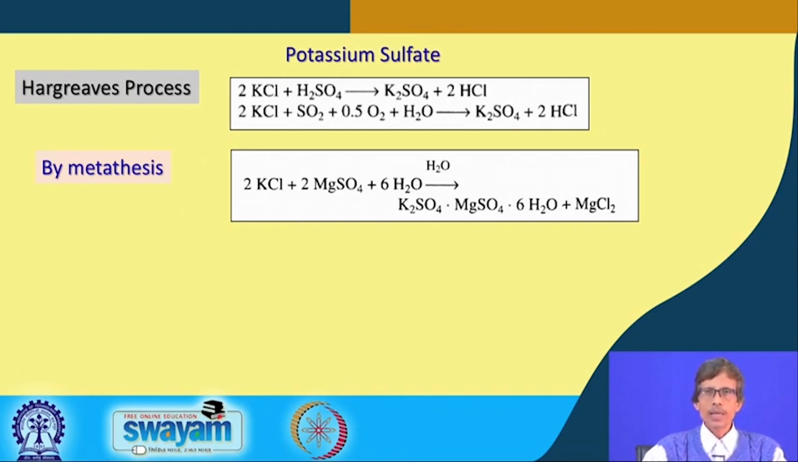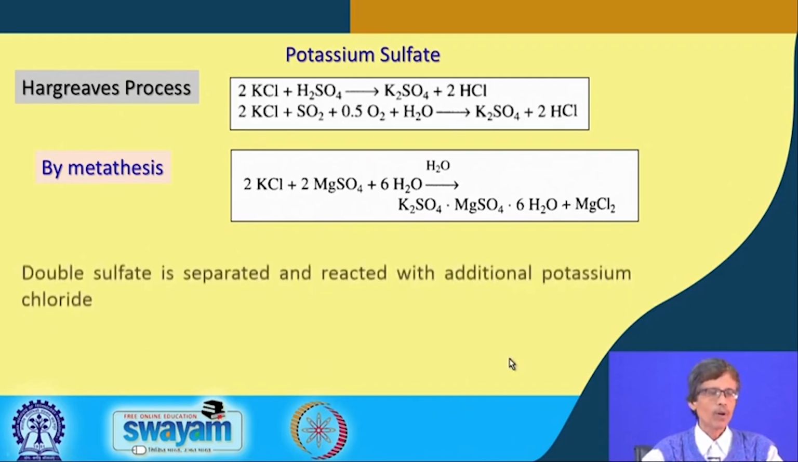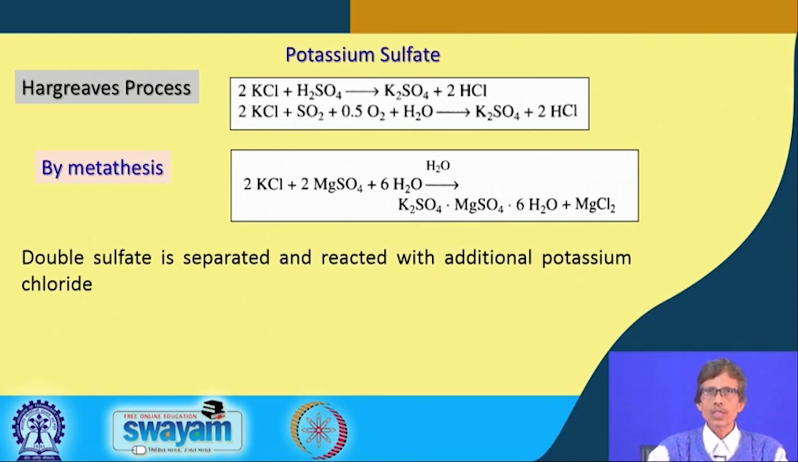So it is the typical crystallization process or double salt formation, which we can consider as a value-added process, and that value-added process directly gives you a very pure quality of the corresponding salt, which can be marketed directly from there. So this double sulfate, which is formed in the medium, in the saturated solution, can be separated and can further be reacted with additional potassium chloride, because one part is going as magnesium chloride. So this double salt can be separated and reacted with the addition of potassium chloride.